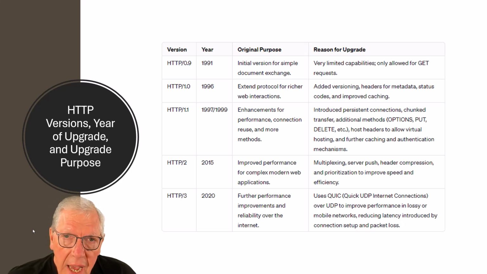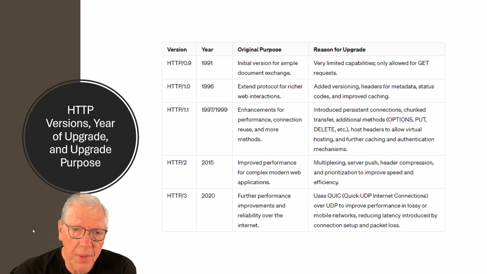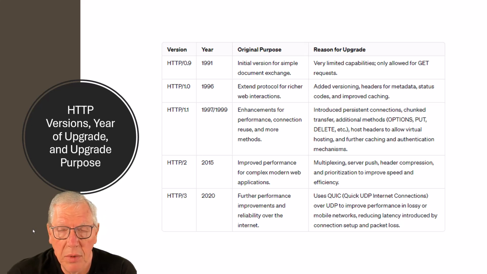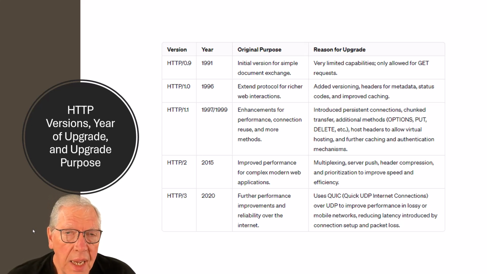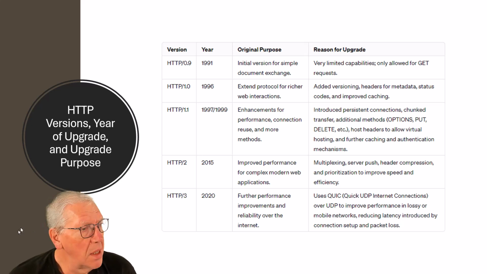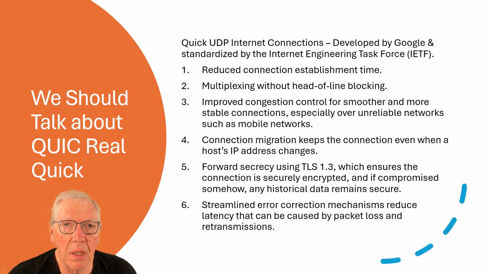Then we now have HTTP 3, and this was started in 2020, and this is being recorded in 2024. So it's had 4 years to roll out and do some things. And the main outcome of HTTP 3 is a thing called QUIC. So I have a separate slide for that because I want you to be able to see what that is all about. So QUIC is really, really interesting.